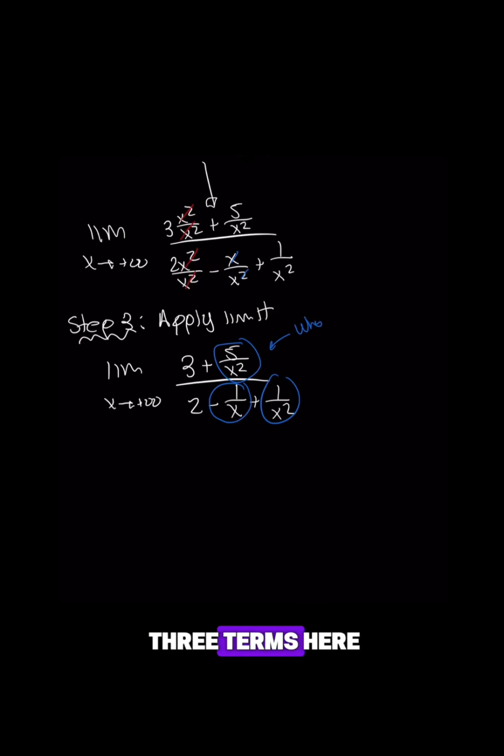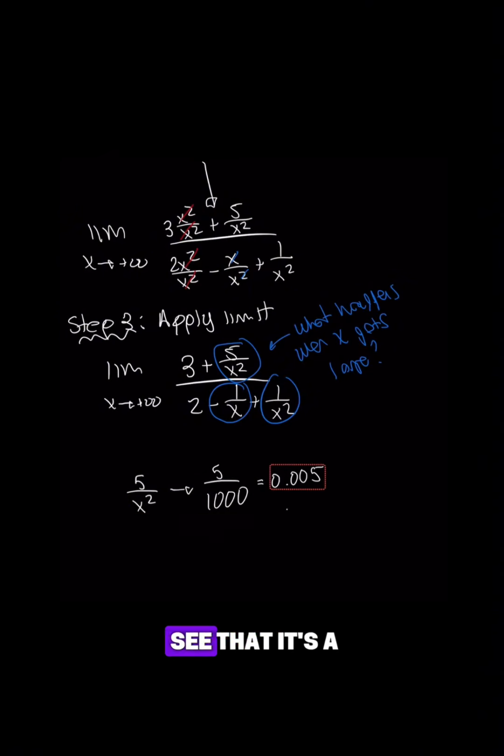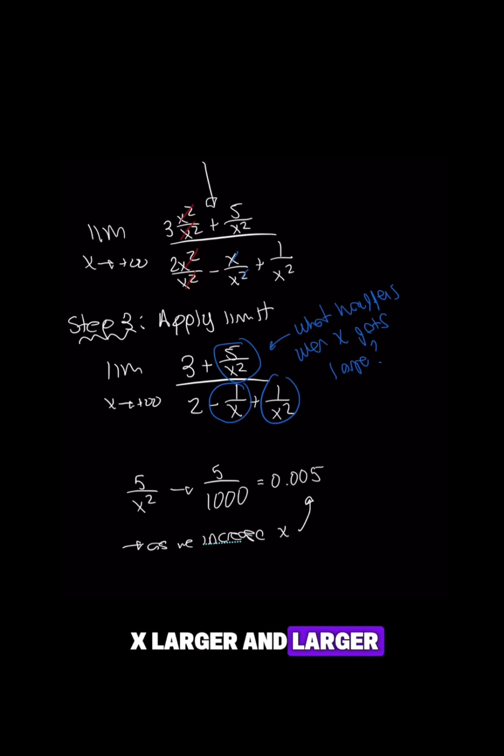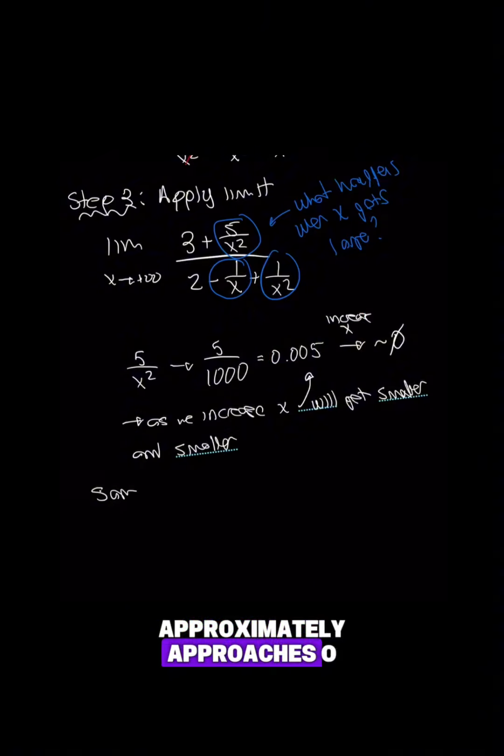So looking at these three terms here, what happens when x gets very large? Looking at 5 over x squared, for example, let's plug in 5 divided by 1,000. We can see that it's a small number, 0.005. As we increase x larger and larger, this number will get smaller. So for very large x, we can say that it approximately approaches 0.